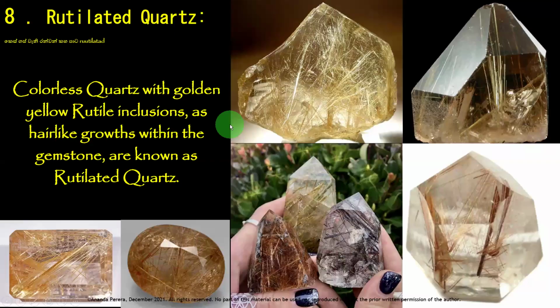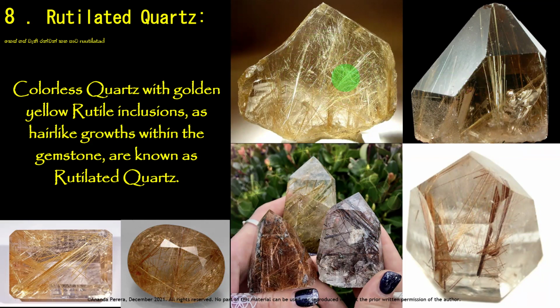Number 8 is rutilated quartz. Inside these quartz stones, there are rutile fibers. See here, all are rutile fibers. Inside the quartz, rutile fiber is there. See the natural crystal. So it is a little bit beautiful. It is like hair-like inclusions.